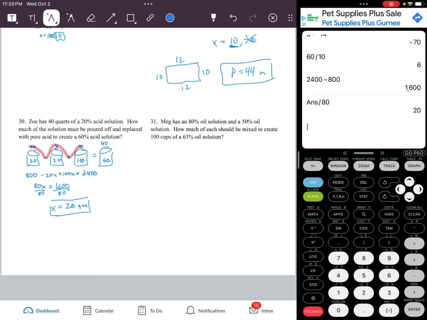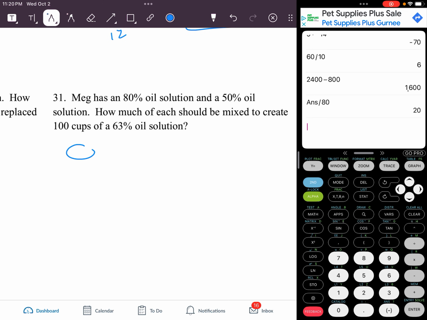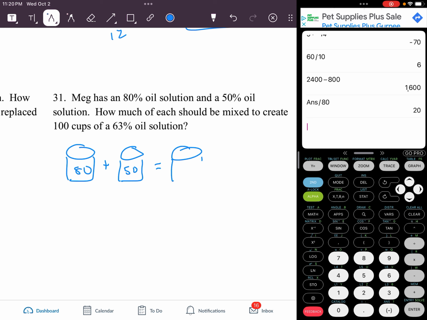Okay, last one. This one's a little bit more difficult. So Meg has an 80% oil solution. We're not told how much, just told the percentage. And a 50% oil solution. Again, how much? Don't know, it doesn't say. And then it says how much of each should be mixed to create 100 cups of 63%. So we're mixing those two. We're getting 63. Okay, we're also told it's 100 cups.